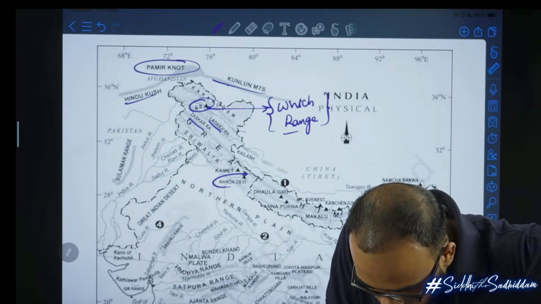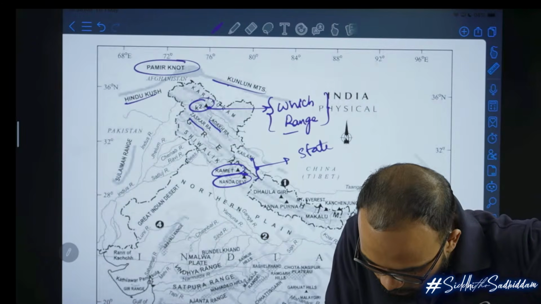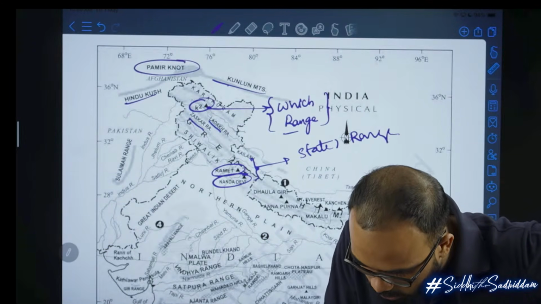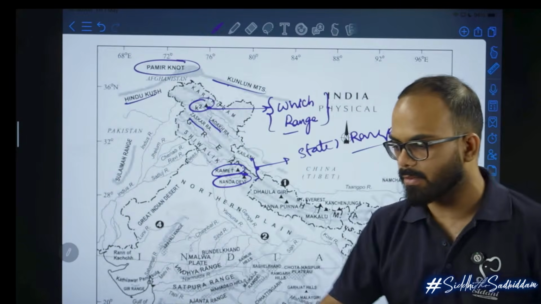Then see Nanda Devi peak, Kamet peak. Here they will ask you state and range, which range they belong to, which state they belong to. These two things can be asked from this.